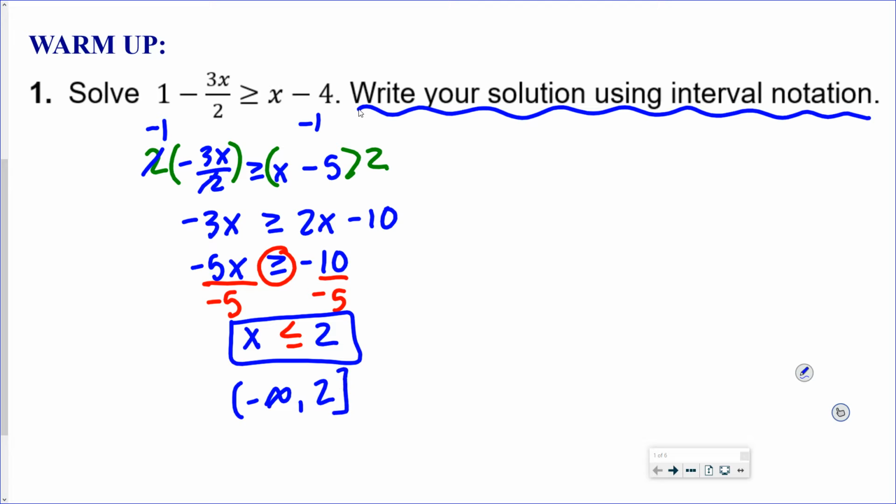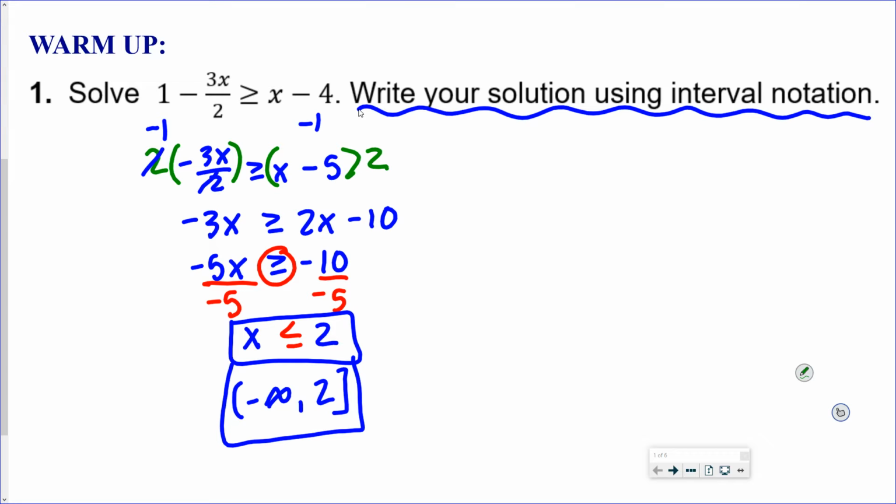That's what it meant. Interval notation. Everything less than or equal to 2 would be everything from negative infinity up to 2, including 2. That's interval notation. That's how you're going to write your answers today.